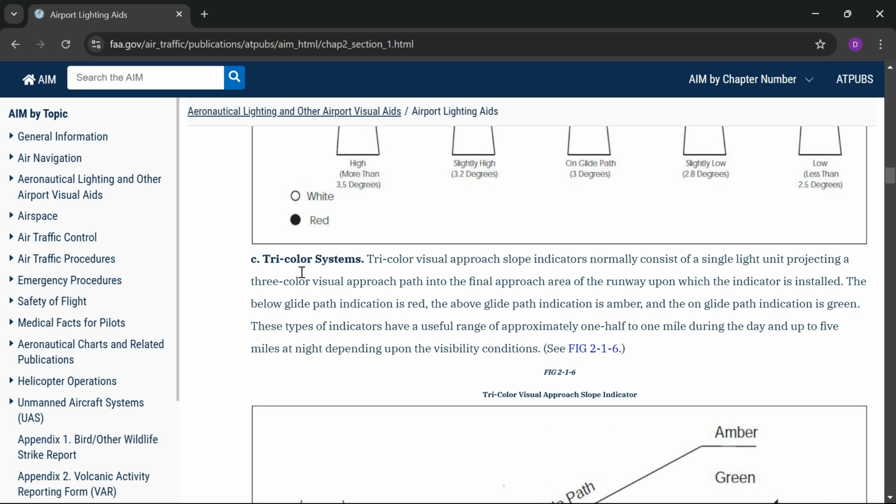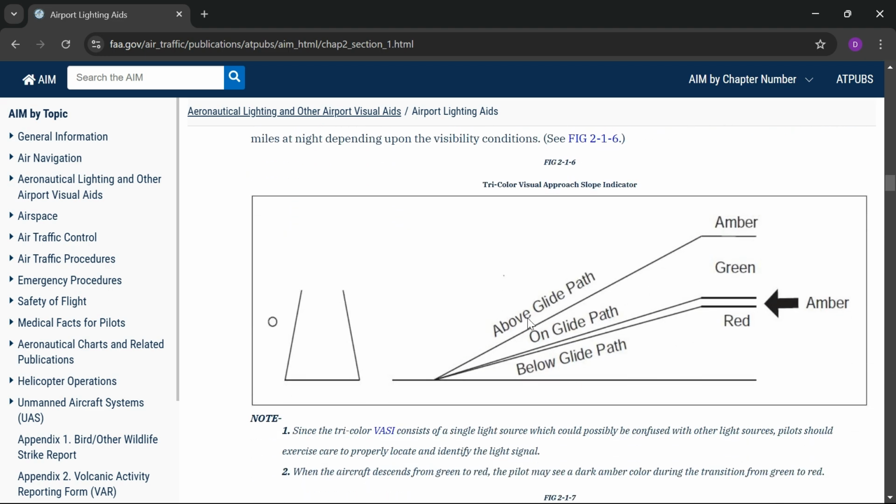Next we have tricolor systems. Tricolor visual approach slope indicators normally consist of a single light unit projecting a 3-color visual approach path into the final approach area of the runway, upon which the indicator is installed. The below glide path indication is red, the above glide path indication is amber, and the on glide path indication is green. These types of indicators have a useful range of approximately 1/2 to 1 mile during the day and up to 5 miles at night, depending upon the visibility conditions.